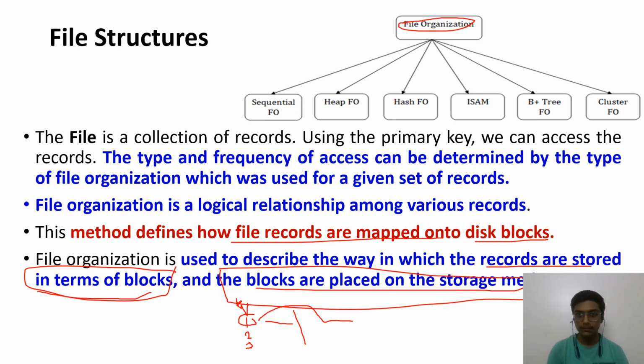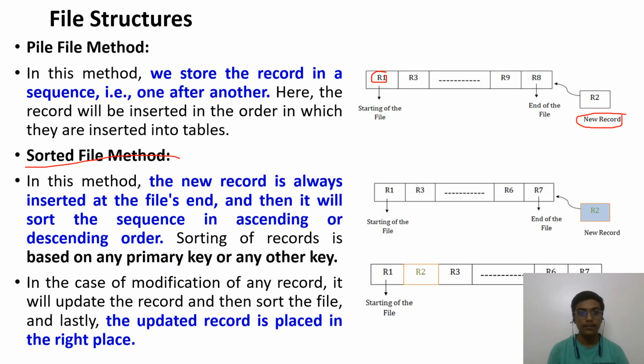So the file structure. The file is the collection of records. Using the primary key, we can access the records. This method defines how file records are mapped onto disk blocks. So this is the file structure. First one is the file header. In this method, we store the record in the sequence that is one after another. Second method is sorted file. In this method, the new record is always inserted at the file's end, and then it will sort the sequence in ascending or descending order.